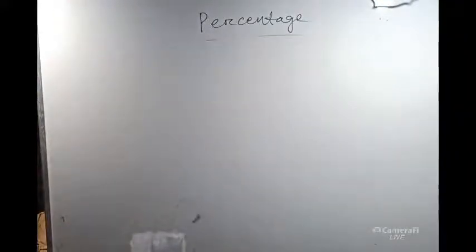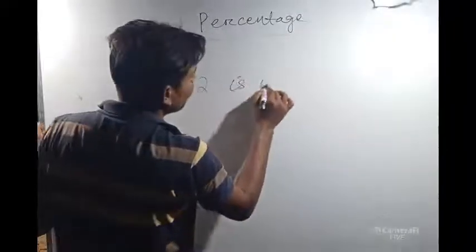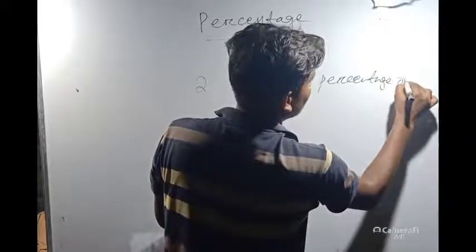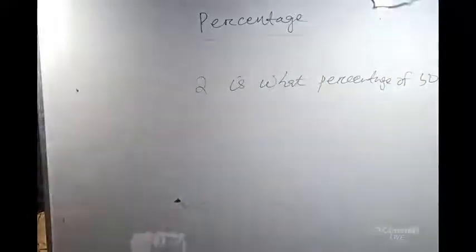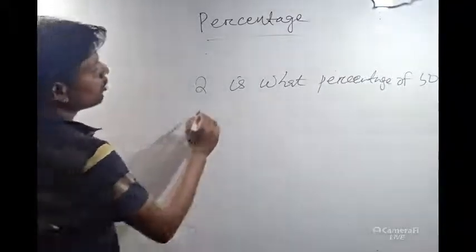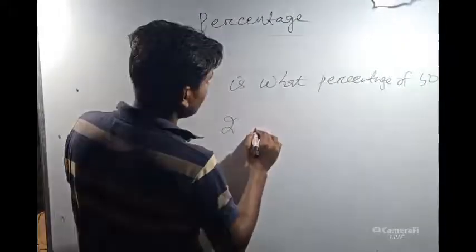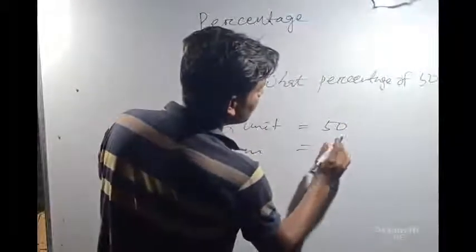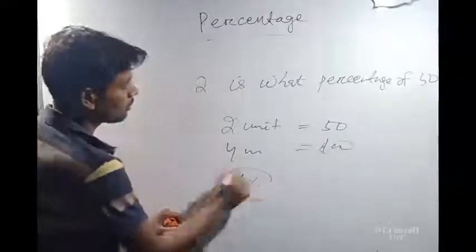Now, 2 is what percent of 50? The answer is 4. 2 units is 50, then 4 units is 100, which means that is 4%.